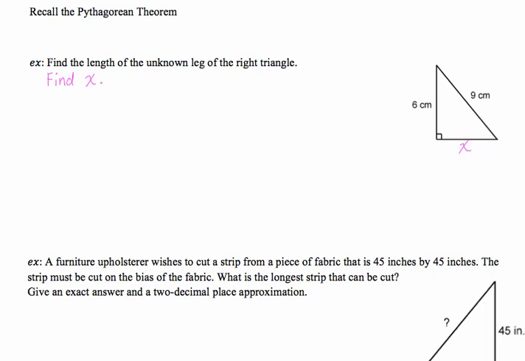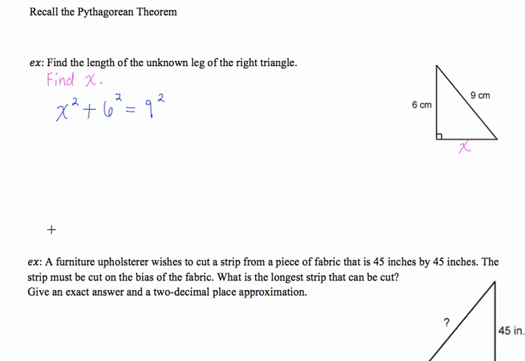You might remember the Pythagorean theorem, which says that the length of one leg squared plus the length of the other leg squared is equal to the length of the hypotenuse squared. So in this case, x squared plus the other leg squared, 6 squared, is equal to the length of the hypotenuse squared, which is 9 squared.